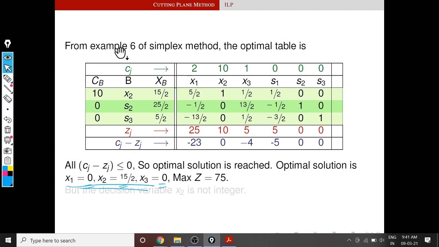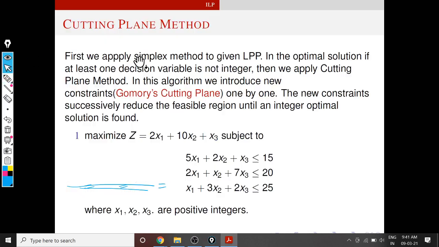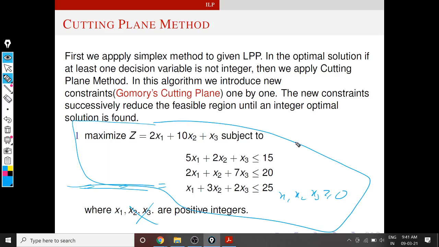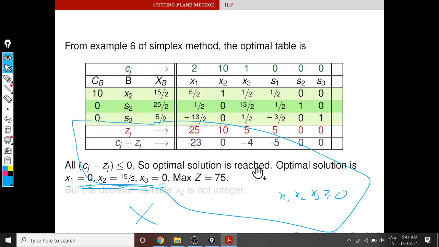What is a normal LPP? Instead of the integer condition, we assume that x1, x2, x3 are only greater than or equal to 0. So this is our usual LPP, without any integer restriction. The only assumption is that x1, x2, x3 are non-negative. Under this, the solution of this problem is like this.